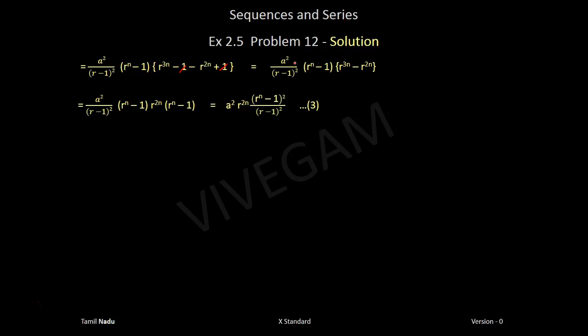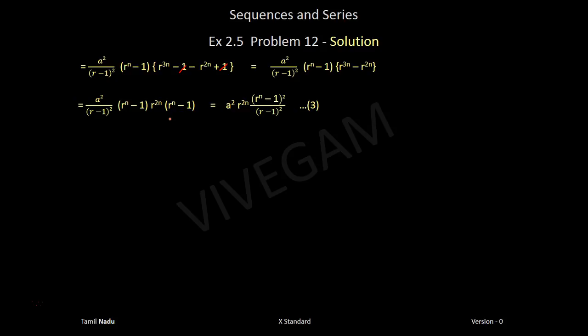Okay. So A square by (R minus 1) the whole square will come as it is. R to the power of n minus 1 also comes here as it is. Right? When you take R to the power of 2n, that will come out. What will be left out? When you take R to the power of 2n out, it will be left with R to the power of n. And when you take R to the power of 2n out of this, 1 will be left out. So this will be R to the power of n minus 1.